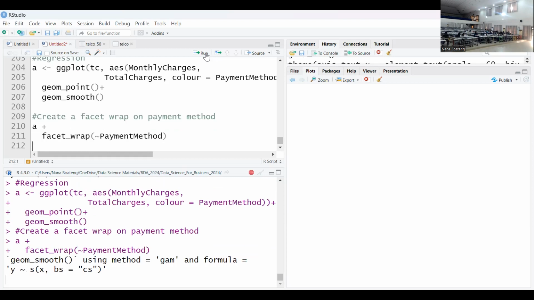Mine is still running. As yours run, okay, you see the difference. All right, so this one gives you according to the payment method. You can even add gender to it. So when you come to payment method, add plus gender. So you see the kind of insights that this can actually give to you.